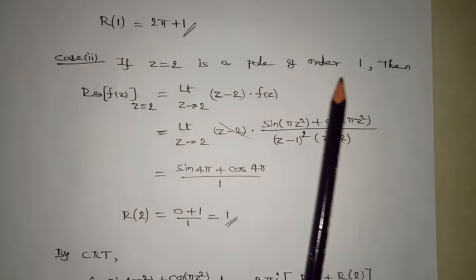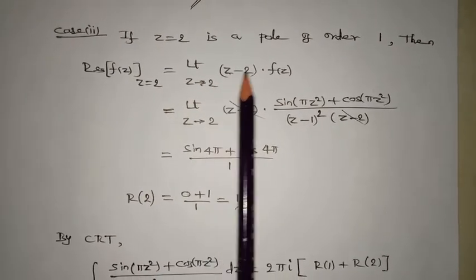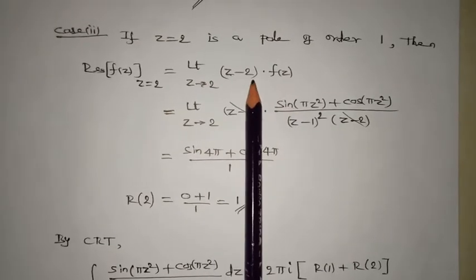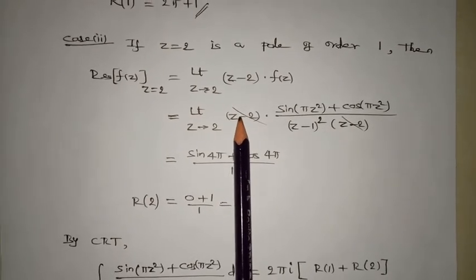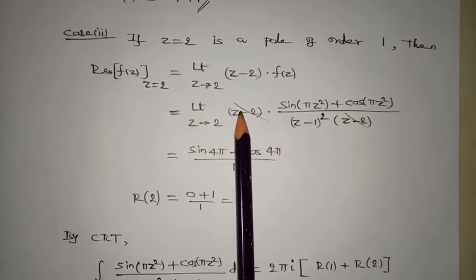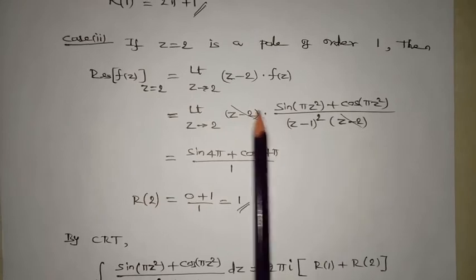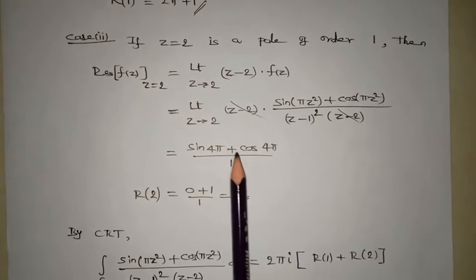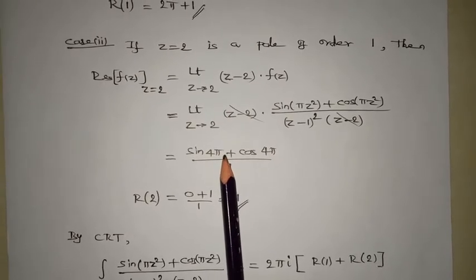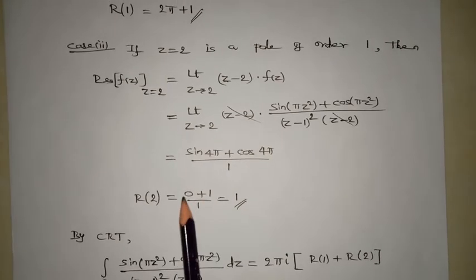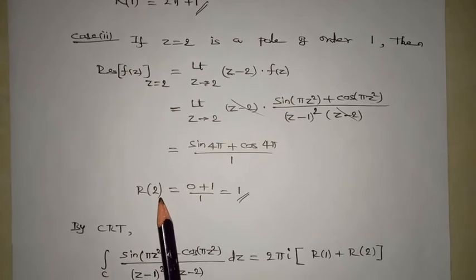Now what is the formula for order 1? Limit z tends to a of (z minus a) into f of z. Here the a value is 2. Now replace that function f of z. As I said to you many times, whenever applying residue, you must cancel these same factors. After that, apply the limit. Now cancel these same factors, then apply limit z tends to 2. Now sin 4 pi plus cos 4 pi. Sin 4 pi is 0, cos 4 pi is 1. So 0 plus 1 is 1, 1 by 1 is 1. So this is the residue at the pole z equal to 2.